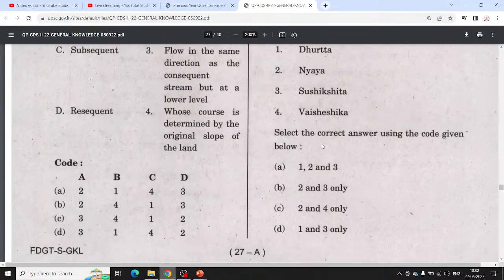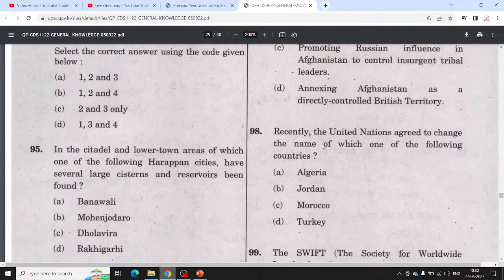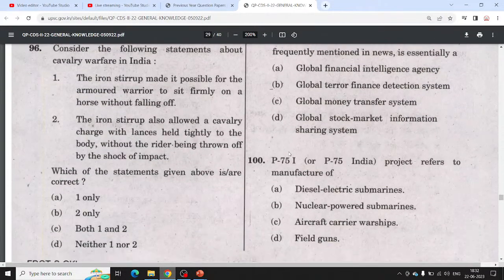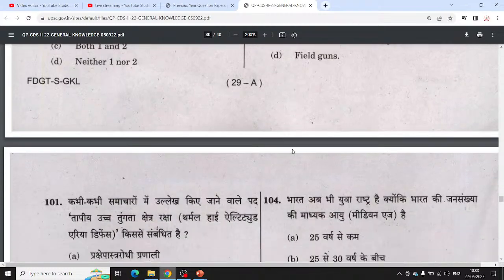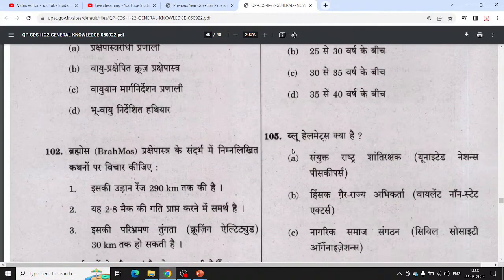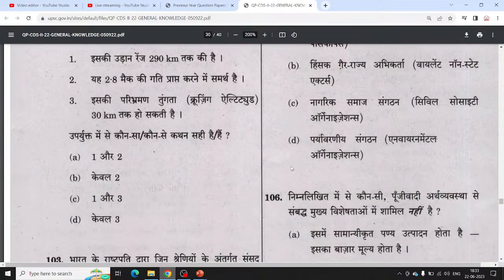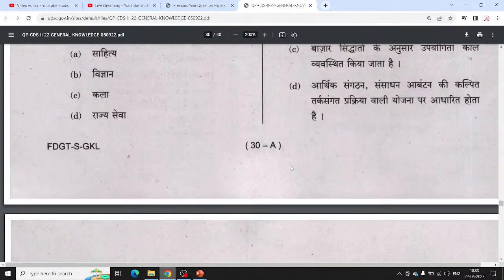Next, art and culture has come. Okay, this is a defense question. What is P-75-I? Okay, it is a diesel electric submarine from France. And recently, which Indian company has signed for 500 aircrafts? 500 aircrafts with France, or not France, European Union.